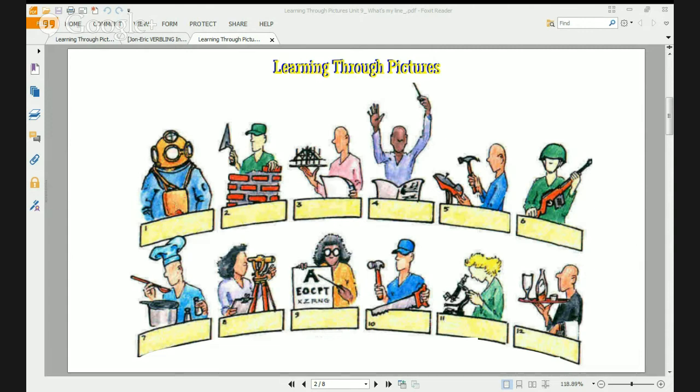To the right of, and I'll put it in the chat window like this. The bricklayer is to the right of the diver. That's right. To the right of the diver. That's it. All right.